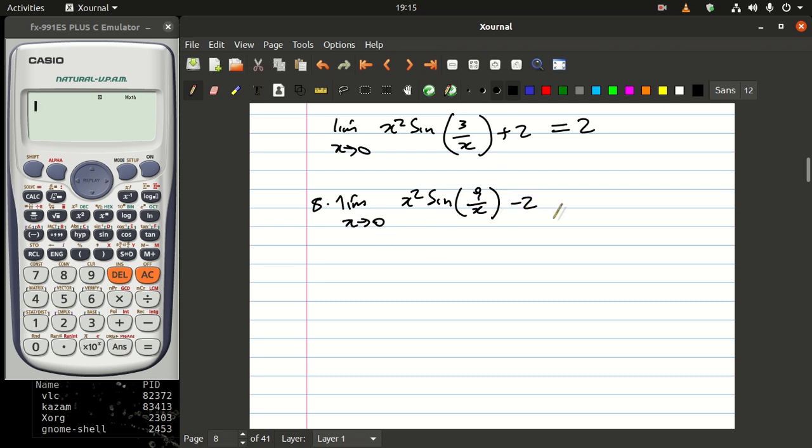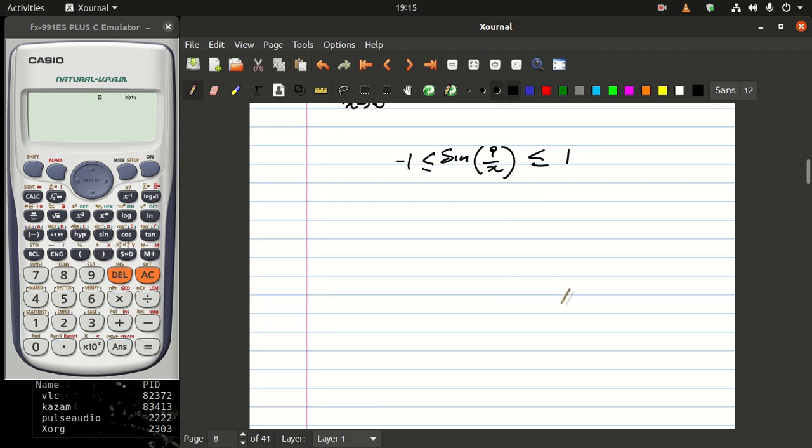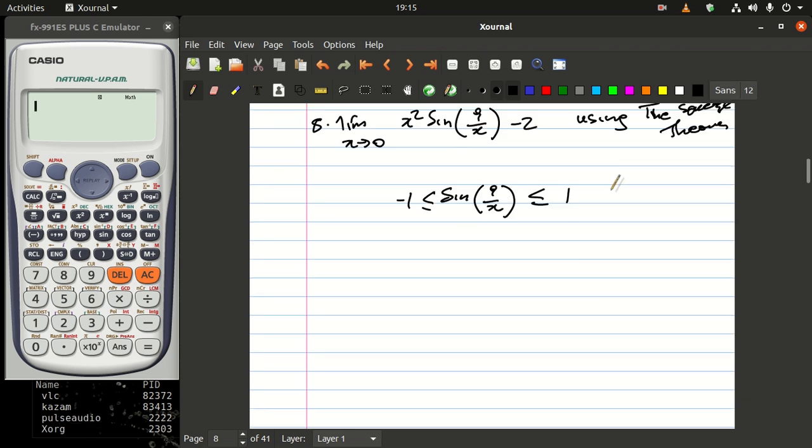You know that using the squeeze theorem, so if you want to use the squeeze theorem here, I know that you will end up having sine of 9 over x less than or equal to 1, and this one is bigger or equal to minus 1. And then after that, you multiply it through by what is in front of this.